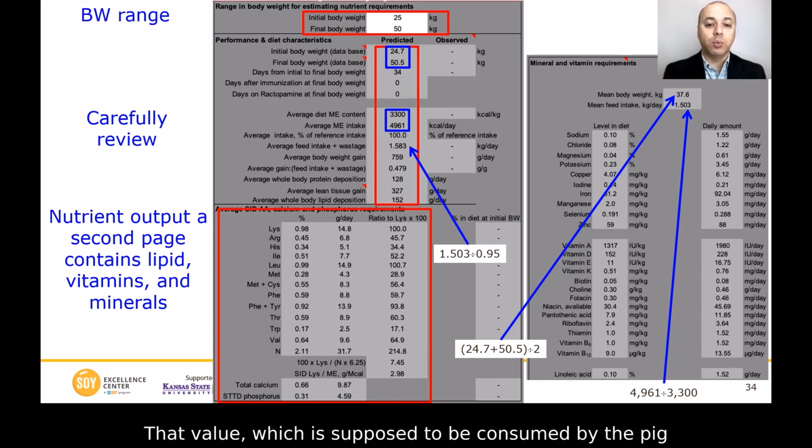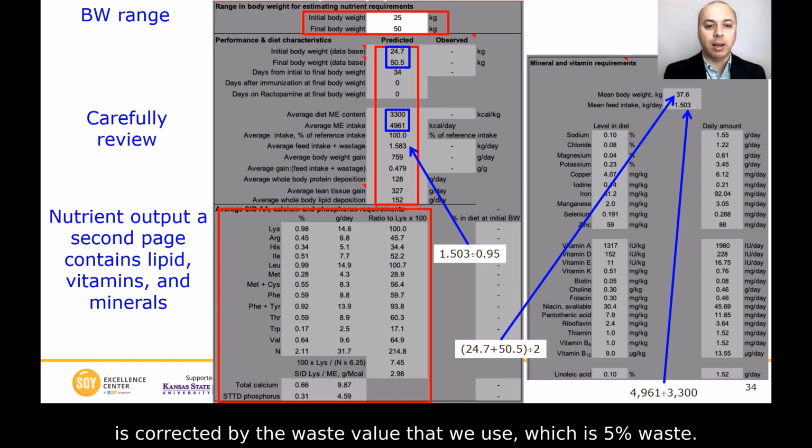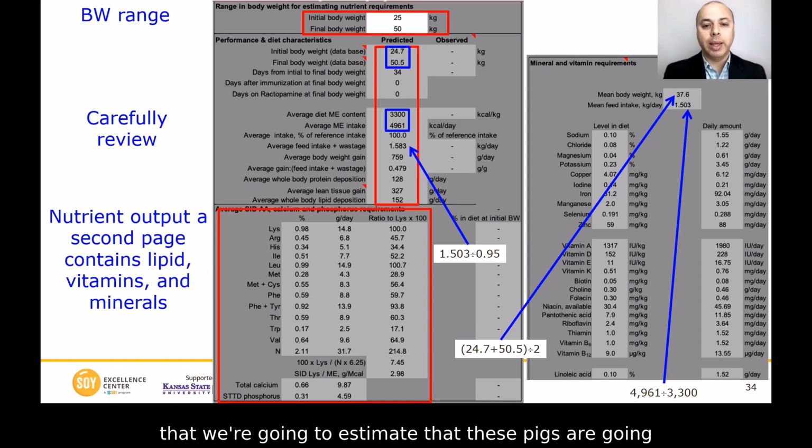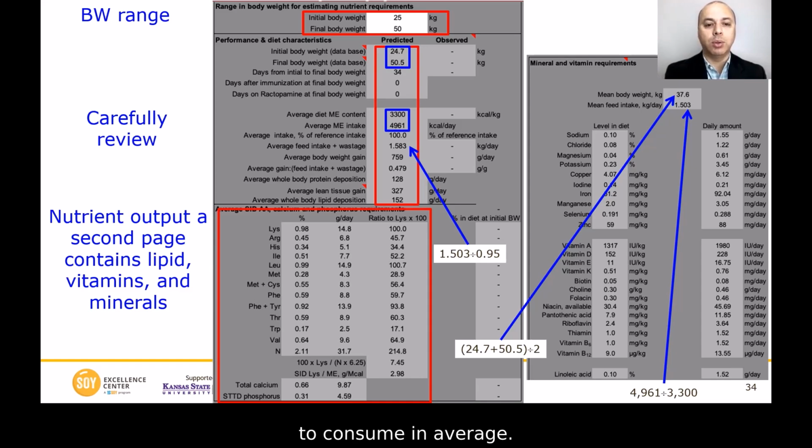That value, which is supposed to be consumed by the pig, is corrected by the waste value that we use, which is 5% waste. So if we take 1.503 and divide by 0.95, we obtain the value of 1.583, which is what this program is estimating to be the amount of feed that these pigs are going to consume on average.